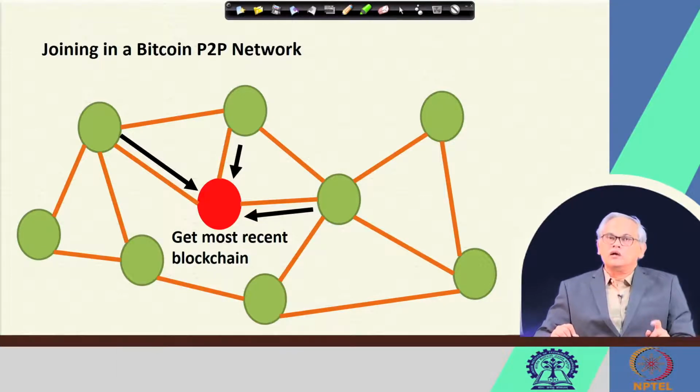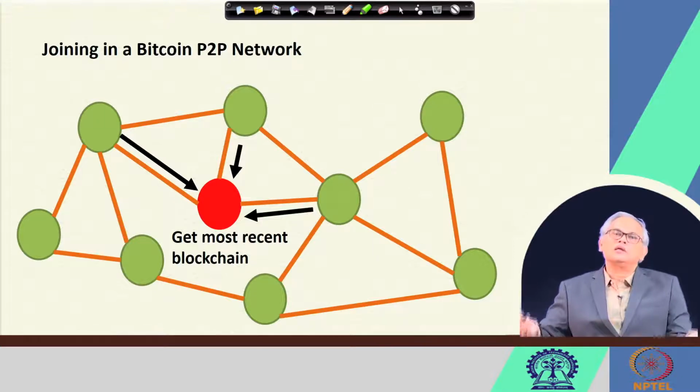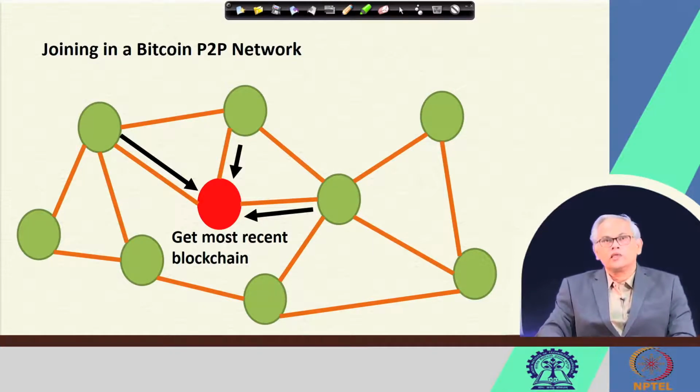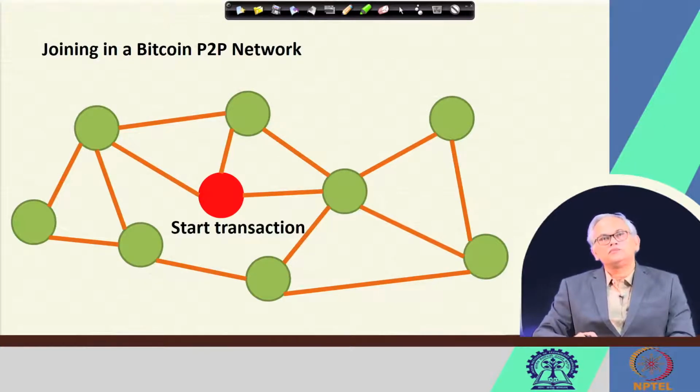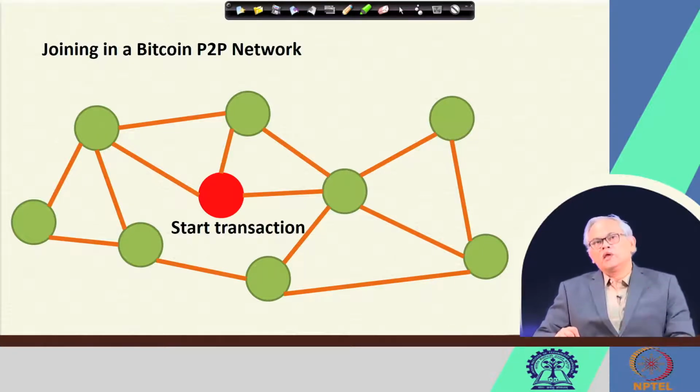Remember that, as we mentioned, if this node becomes non-responsive for a certain period of time, it will be removed from the network, and then it will follow the same process to join back in the network. So, once this node is in the network, it can carry out transactions. Remember that if you join this Bitcoin network by setting up your node, it is not necessary that you have to carry out transactions.